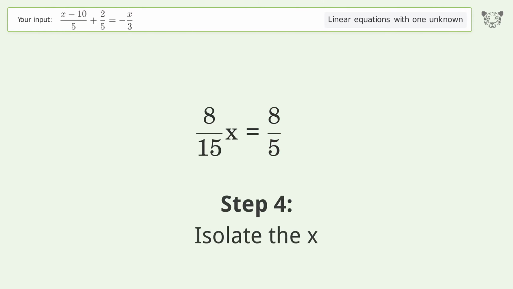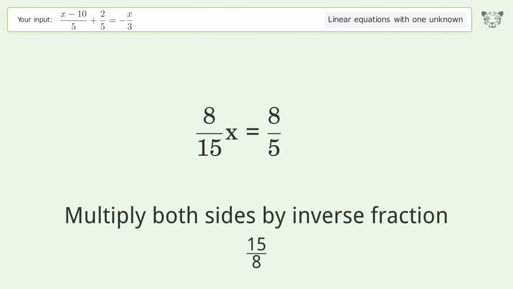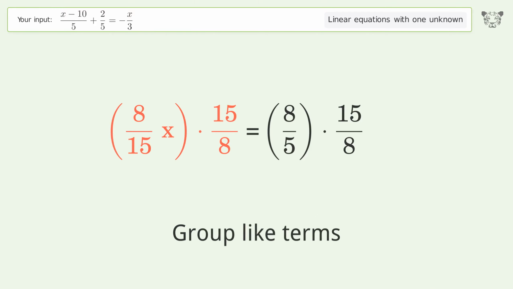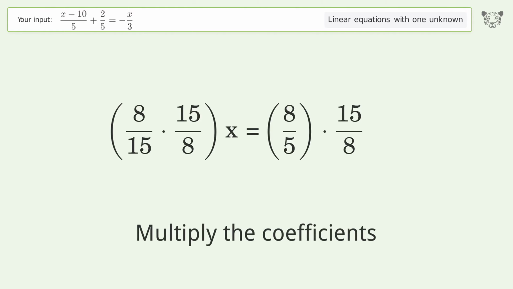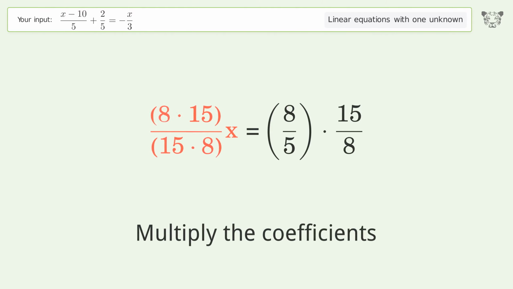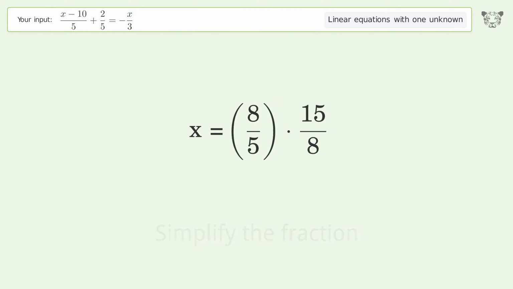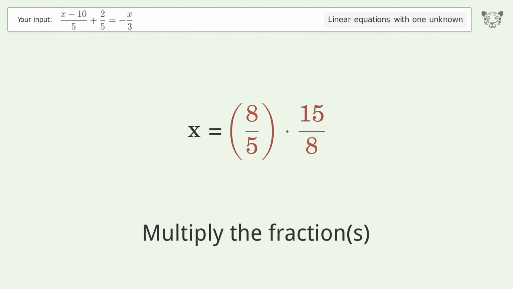Isolate the x. Multiply both sides by inverse fraction 15 over 8. Group like terms. Multiply the coefficients. Simplify the fraction. Multiply the fractions.